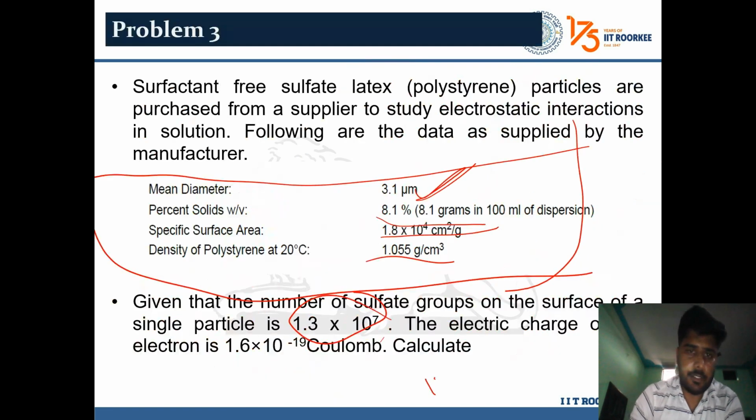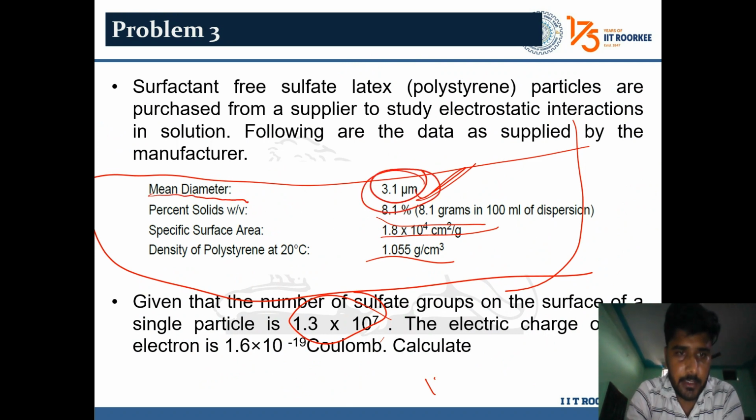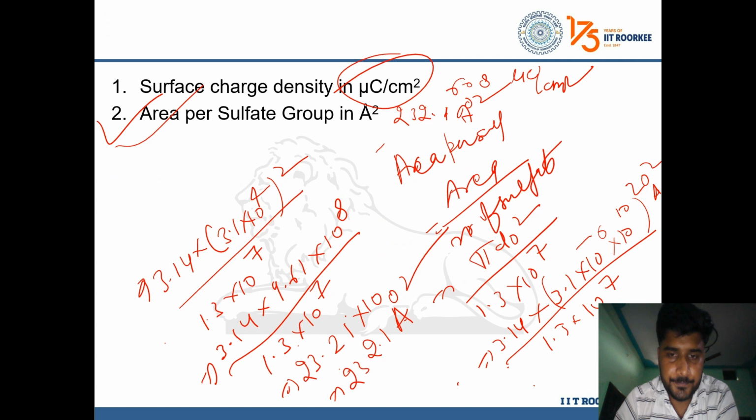You need just this value from this data, in the case of this particle group. Okay, I think this is clear. Let me go to the next problem.